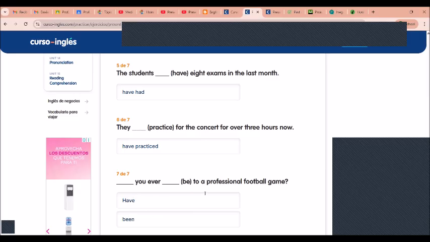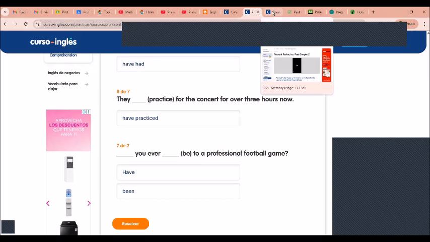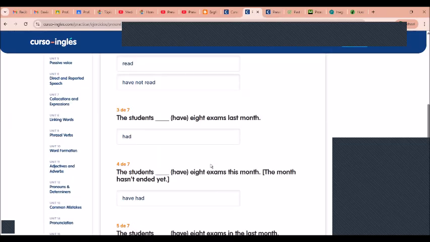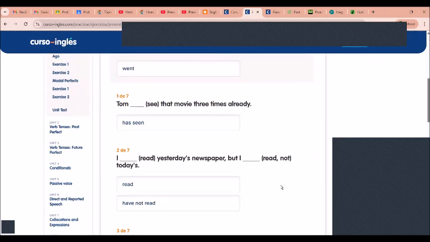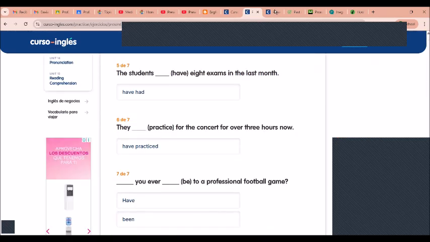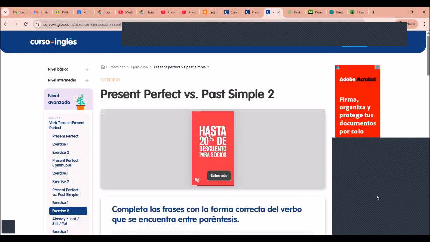All right, let's get some more practicing. Let me go to exercise number 2. Whenever you do exercises from this site, you can save your progress by creating a free profile. Let's do the second block.